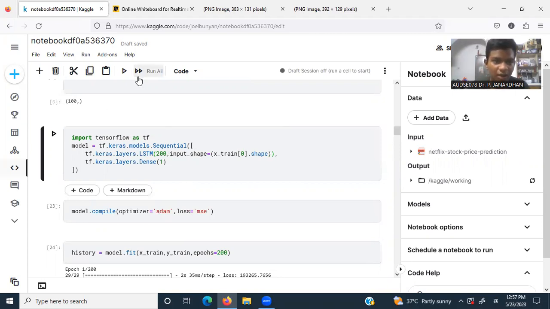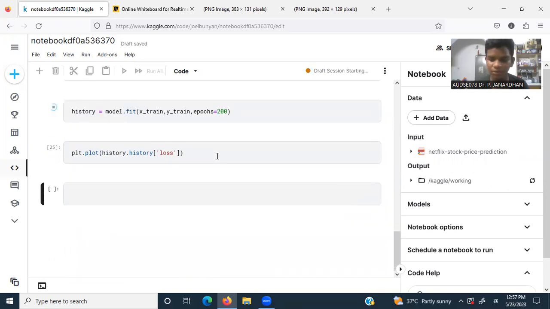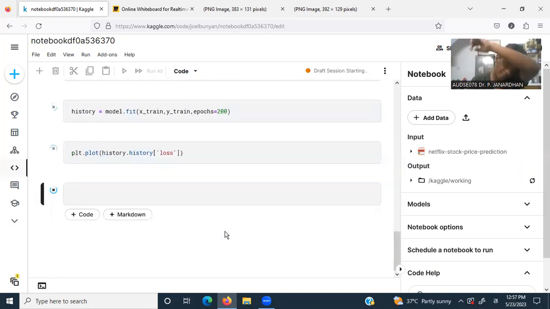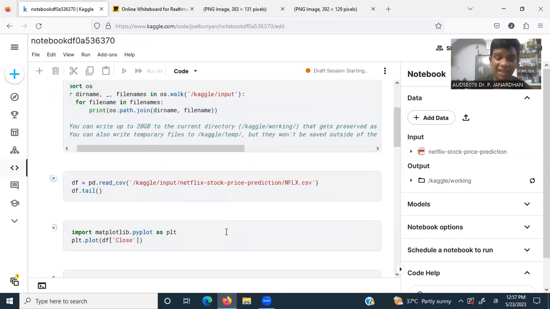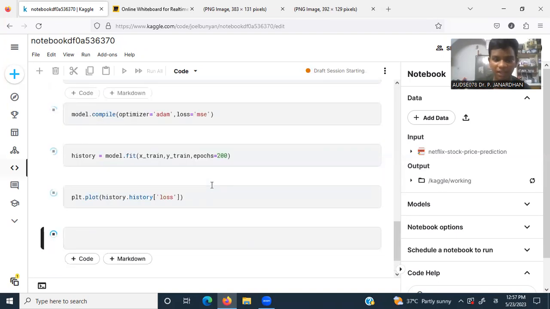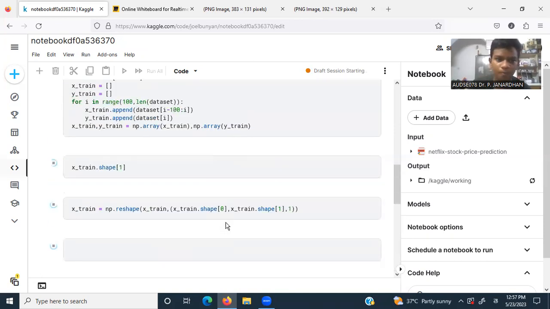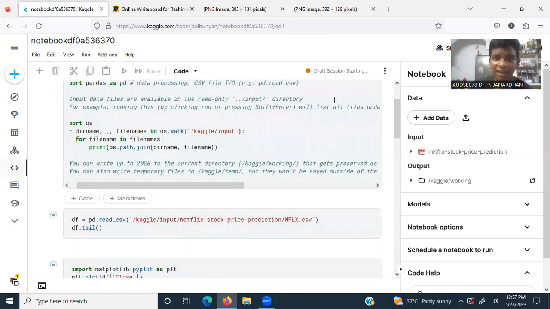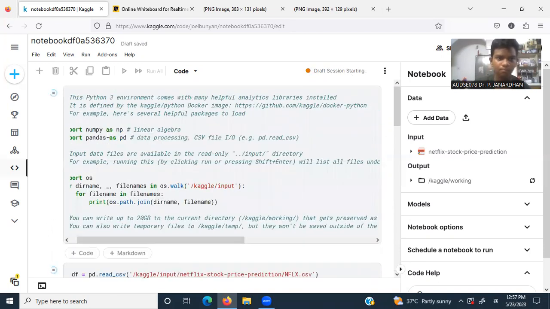LSTM is actually another layer. Let's run it all and see how it performs. I'm just going to remove this. We're going to run it again, run all. Let's see if we are able to perform better. The session is starting, so it might take some time. You can also rename it, whatever you want. Let's say stock price forecasting.